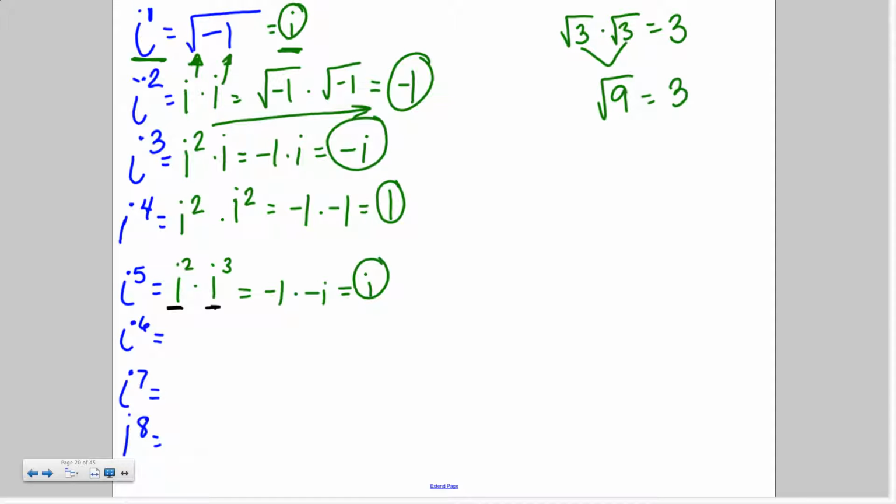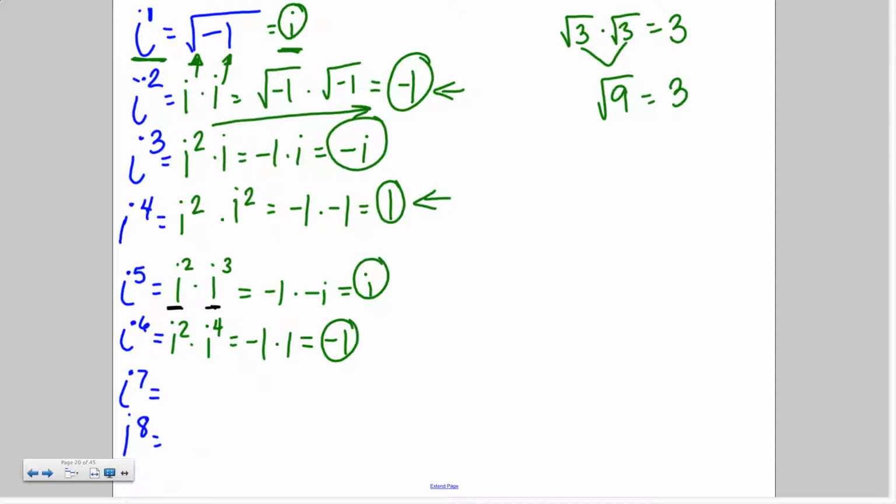All right, I to the sixth is going to be I squared times I to the fourth. Well, I squared, if we look back up here, is -1. I to the fourth is 1. So -1 times 1 is going to be -1.